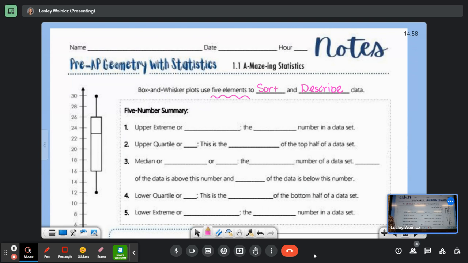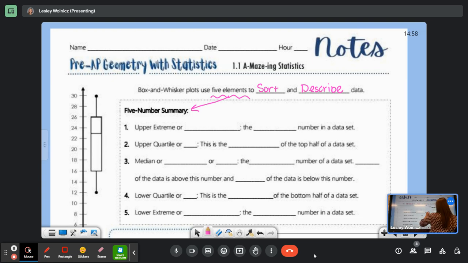Okay, so these 5 elements, we used them last year. It's basically your max, your third quartile, your median, your lower quartile, and your min. The new thing that we are learning is that we'll call that the 5-number summary. Those 5 things, 5-number summary. But you already know how to do it.